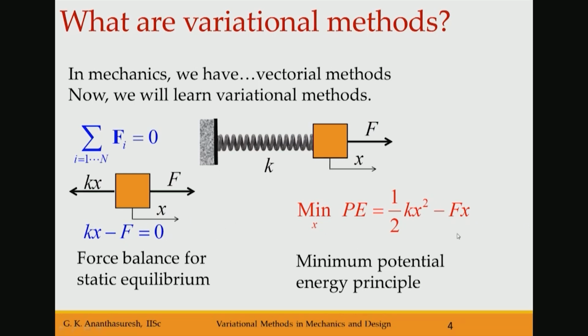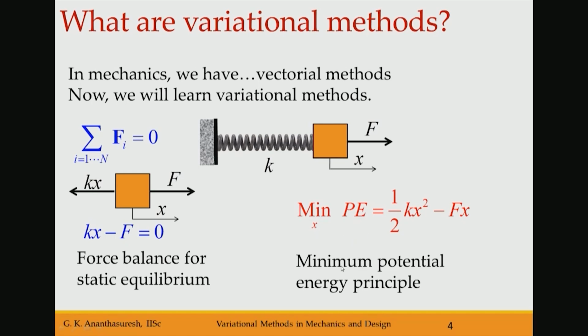So what it is stating is a principle, as opposed to what we have written, which is like a statement. It says that all forces are balanced and the vectorial sum of the forces is equal to 0, whereas here we are saying that potential energy with respect to the variable that we have should be minimized. There is a distinct difference between the two approaches. This is the vectorial method and this is the variational method in statics.